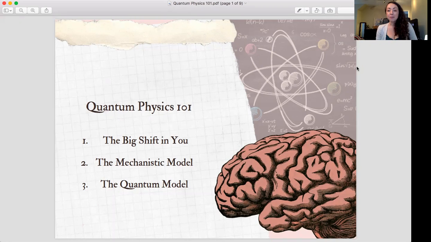We're going to look at the mechanistic model of the universe designed by Sir Isaac Newton and the Newtonian atom. We're going to talk about electrons today, and we're going to look at the quantum model of the universe. We're going to talk about Albert Einstein today, and how his revolutionary technology really shifted what we're studying and seeing in science today.